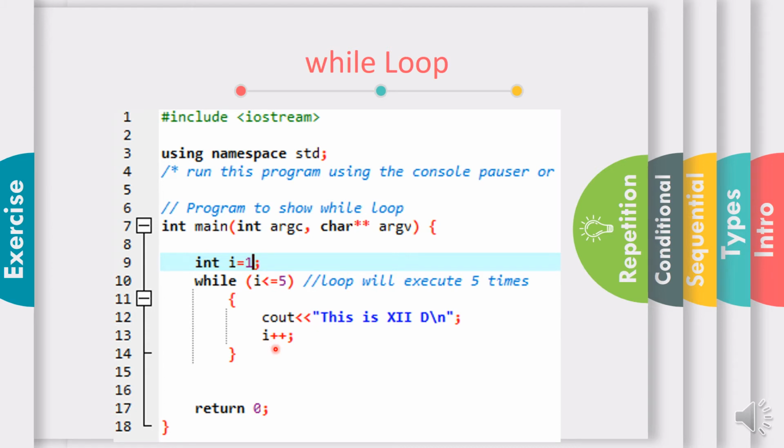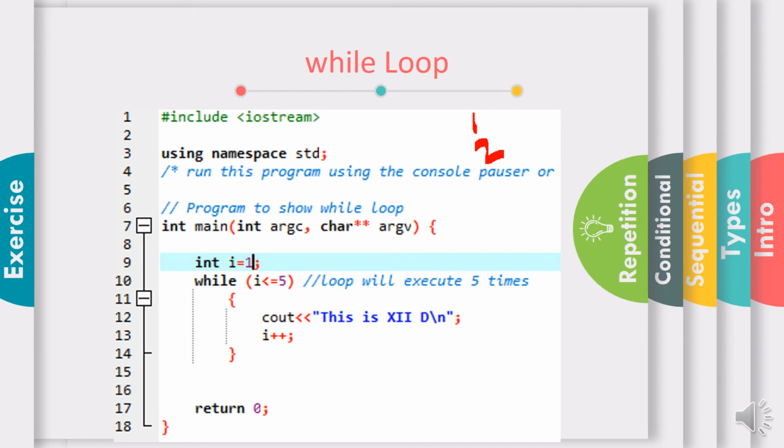Now, how will it execute? First of all, the value of i is 1, which means that 1 is less than or equal to 5. Yes, this condition is true. So, the message will be displayed on the screen. Then i plus plus means this 1 becomes 2. So, now the value of i is 2. 2 is less than or equal to 5. Yes, this is true. So, again, a second time this message will be printed.